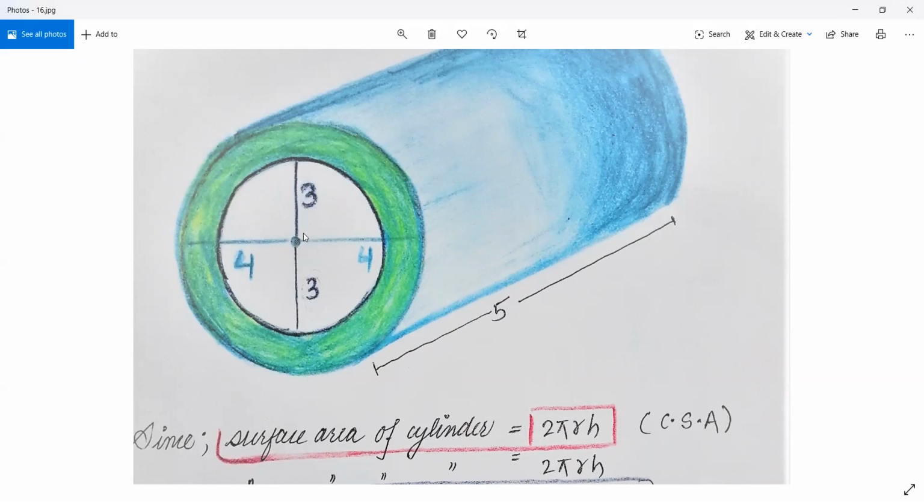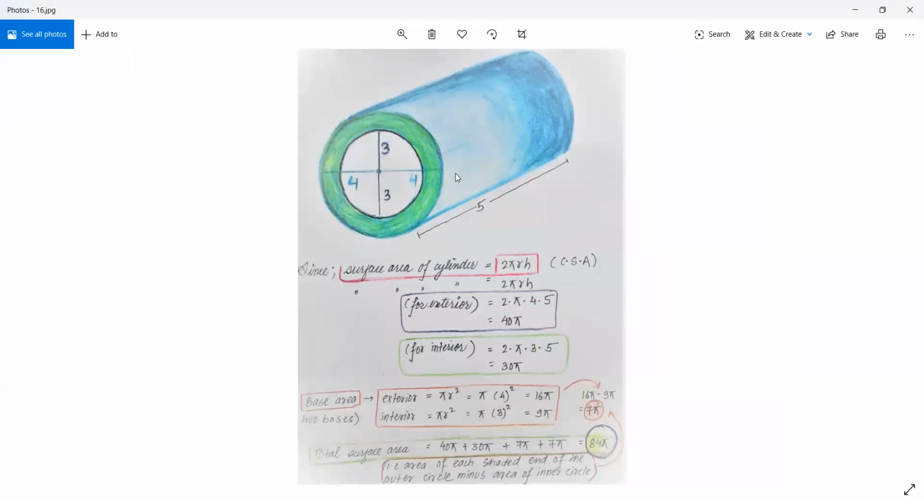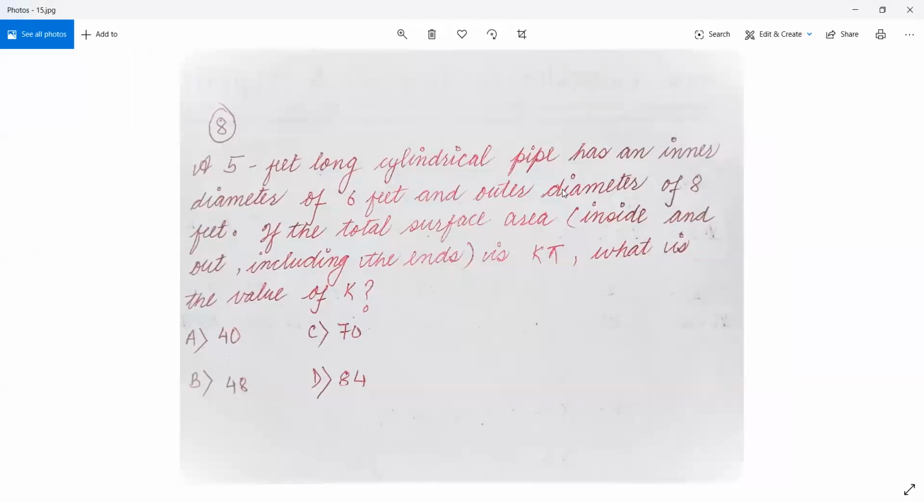When the diameter is 8, you can divide it into a radius of 4 for the exterior part. Since it's a pipe, the inner part is hollow, and the inner diameter is 6. So you can split it into 3 and 3, dividing the diameter by 2, so the radius of the inner circle is 3. And it has been mentioned that this pipe is 5 feet long. So this is the figure. I hope you got the concept of the diagram as described in this question.